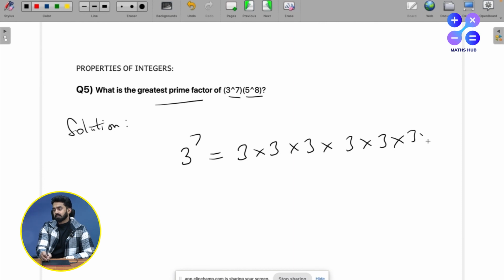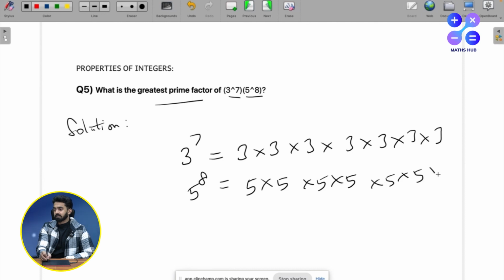4, 5, 6, 7. And 5 8 times. It doesn't really matter, but 3, 4, 5, 6, 7, and 8. And we're asked what is the greatest prime factor.